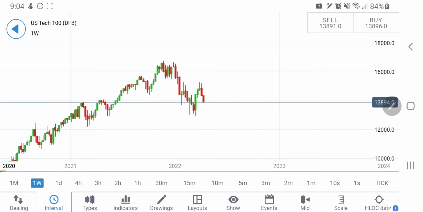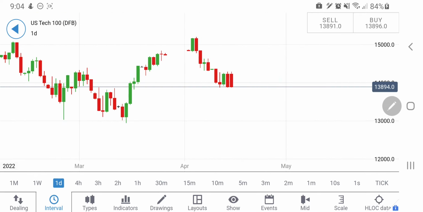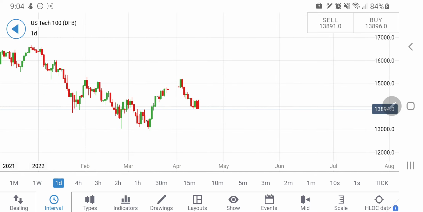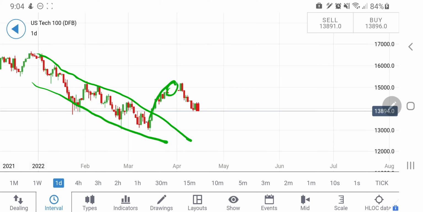Now coming back to the daily charts. Now look at the daily charts. So yes, there is a technical glitch and some candles are missing. However, it doesn't refrain us from analyzing it well. So this was the downtrend, a retracement, and now again looking forward to a downtrend.